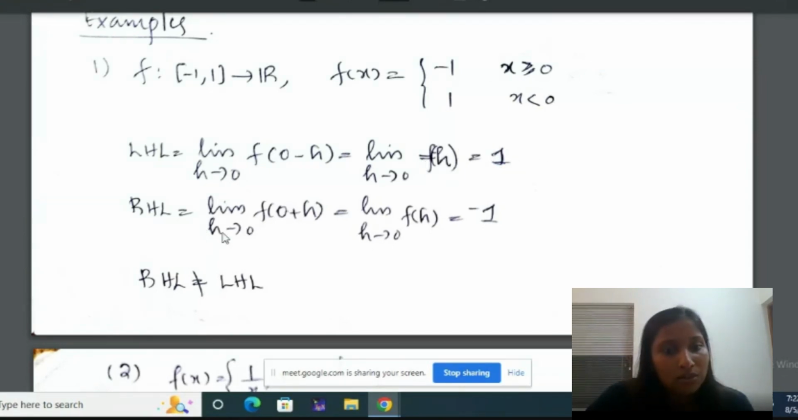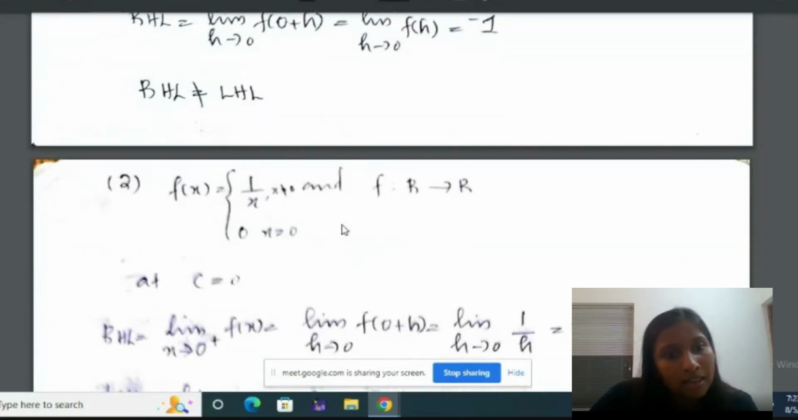The right-hand limit is similar: the limit as h tends to 0 of f(0 + h), that is f(h). Here h is positive, and at positive values the function value is -1, so it is a constant function -1 and the limit is -1. We can find it in both ways; if the graph is available, it is the easier way. Here the limit does not exist. Another problem: consider f(x) equal to 1 by x.